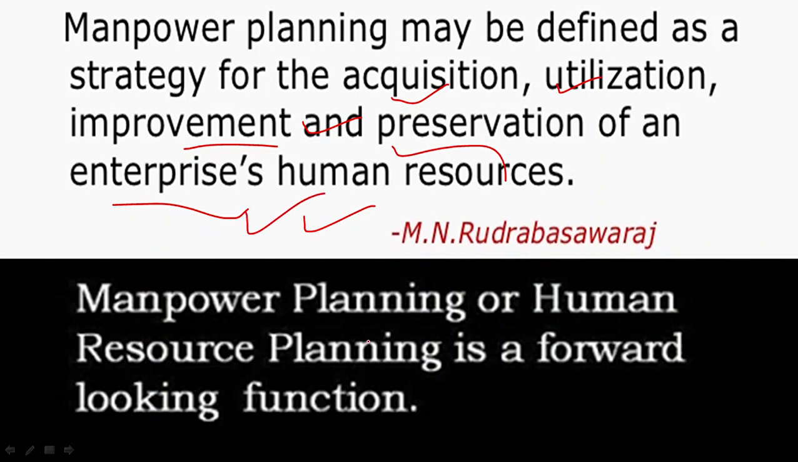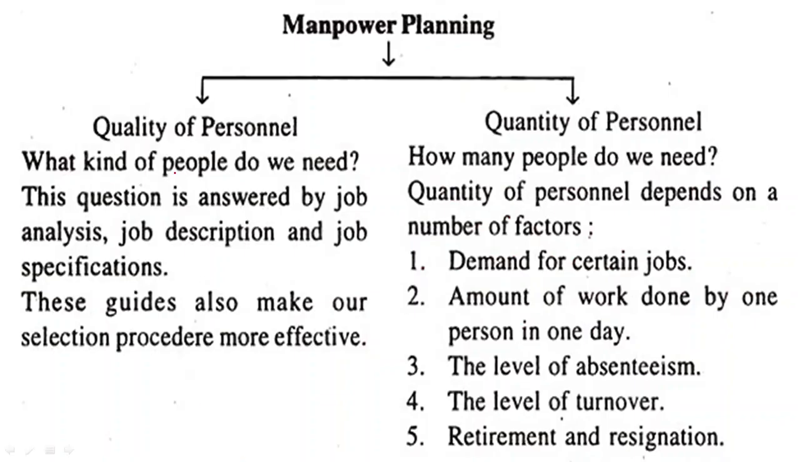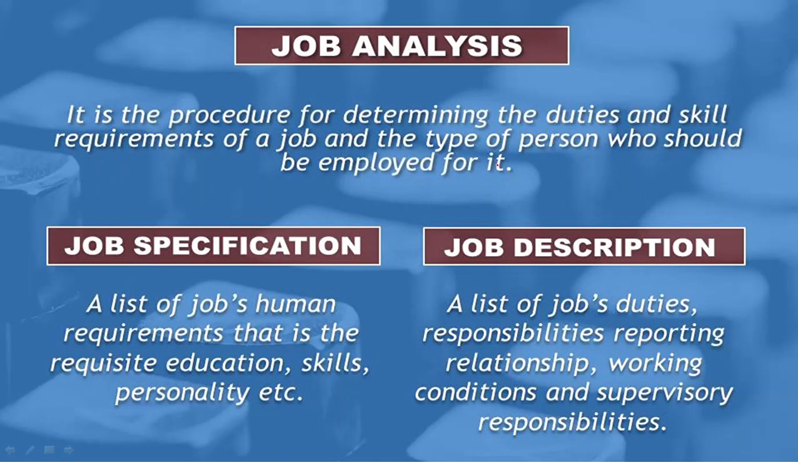Manpower planning or human resource planning is a forward looking function, and it involves both the quality and quantity of personnel. Regarding quality of personnel, what kind of people do we need? You need to analyze; job analysis is the key. It guides you for the selection procedure as well. Job analysis is basically determining the duties and skills required of a job. It includes job specification and job description.